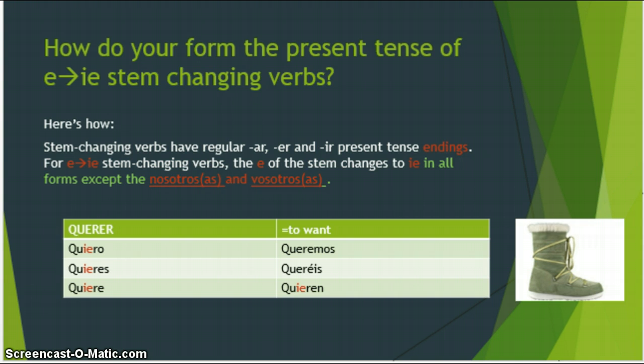Yo quiero, tú quieres. El, ella, usted form would be quiere, E to IE stem change. Nosotros and vosotros, that would be outside of the boot shape, so I'm going to leave those ones alone. No stem change here. Last but not least, I got to remember the toe of the boot, so quieren would be the ellos, ellas, ustedes form.